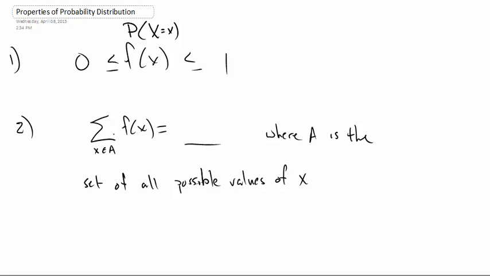The sum of all the f(x) values, so the sum of all the probabilities for each x in A, where A is the set of all possible x's. Well, what do all of the probabilities have to add up to? They have to add up to 1. This probability distribution has to account for every possible outcome that could come from the experiment that we're measuring. So in the example with the die, if you total up all those probabilities, they equal 1. Those random variable values are representing every possible outcome for when I roll a die.